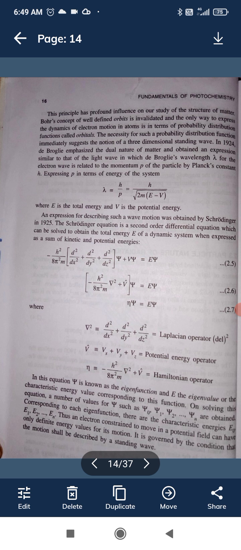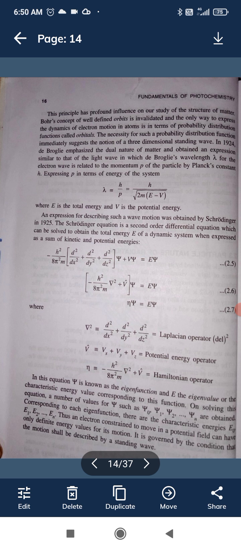So H is equivalent to −(h²/8π²m)∇² + V, which is the Hamiltonian operator. In this equation, ψ is known as the eigenfunction and E the eigenvalue, or characteristic energy value, corresponding to this function. On solving the equation, a number of values for ψ such as ψ0, ψ1, ψ2, ψn are obtained. Corresponding to each eigenfunction, there are characteristic energies E0, E1, E2, En. Thus an electron constrained to move in a potential field can have only definite energy values for its motion. It is governed by the condition that the motion shall be described by a standing wave.